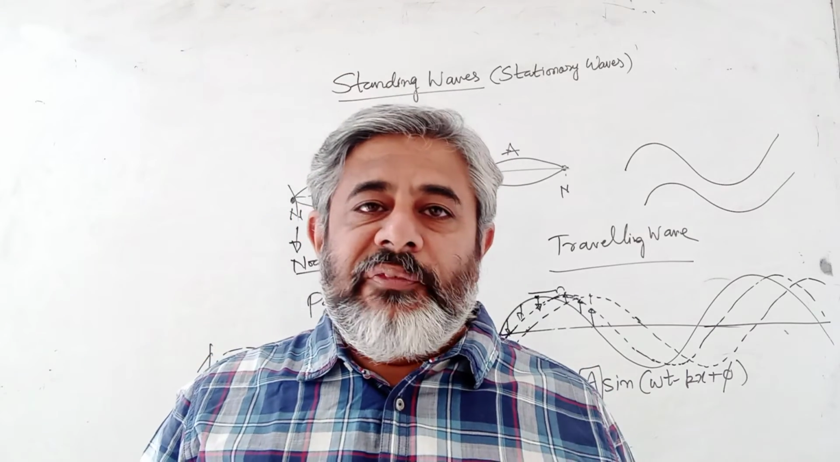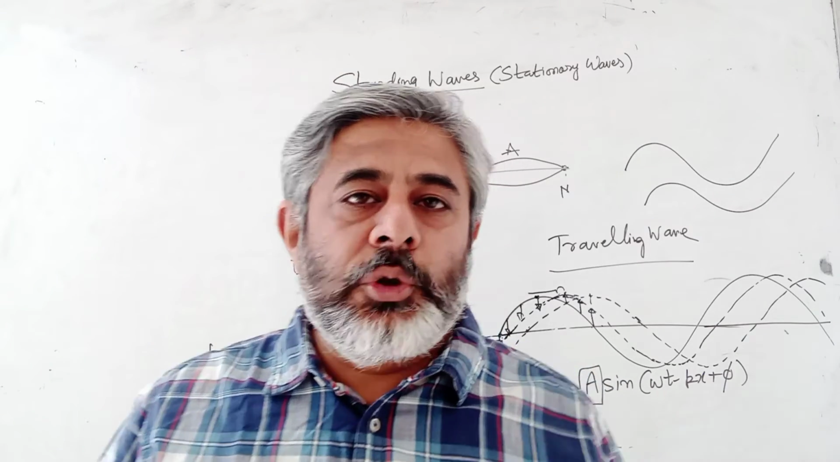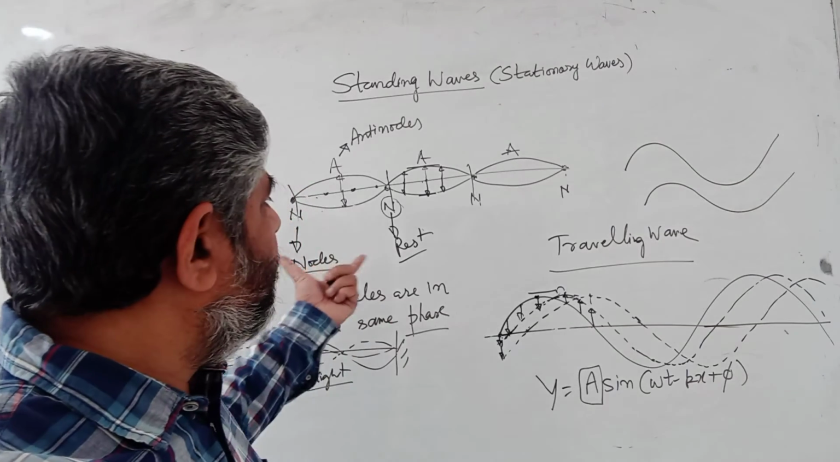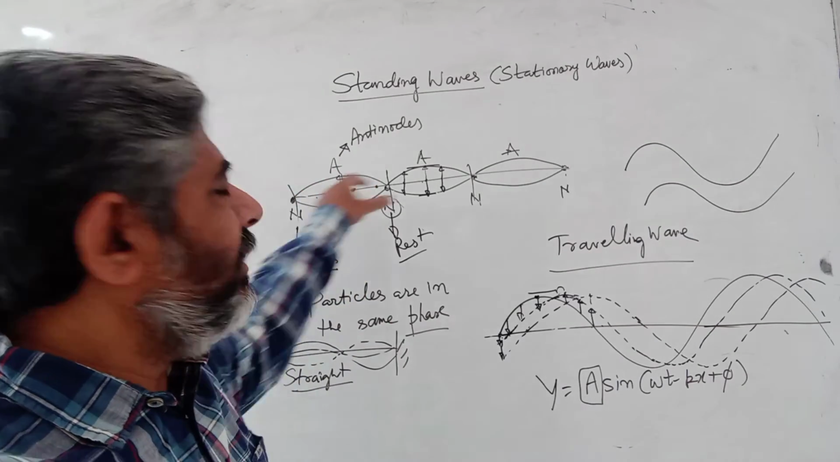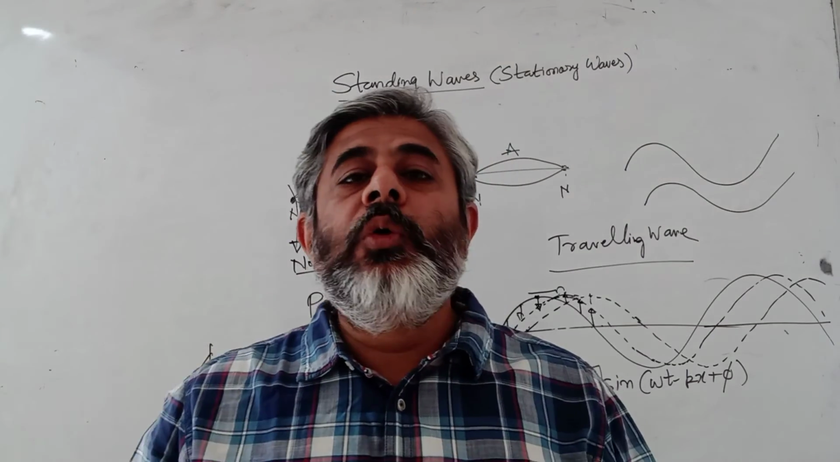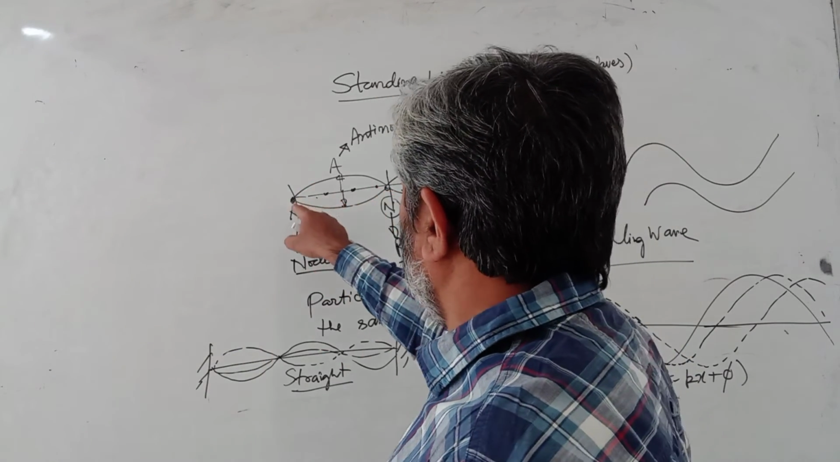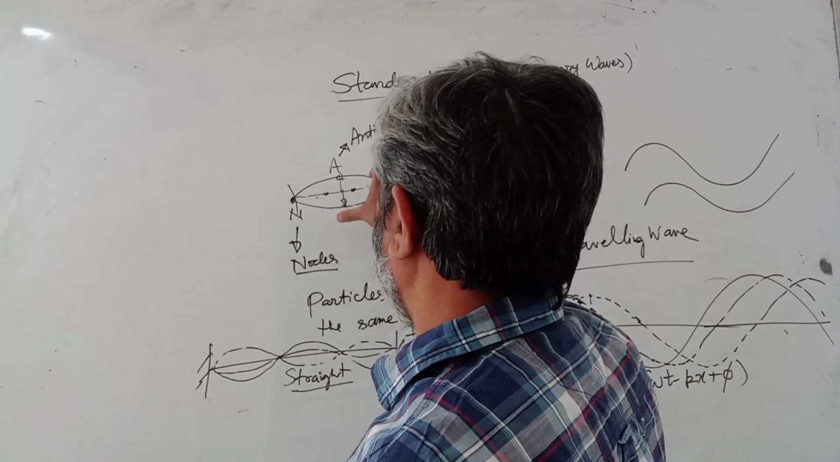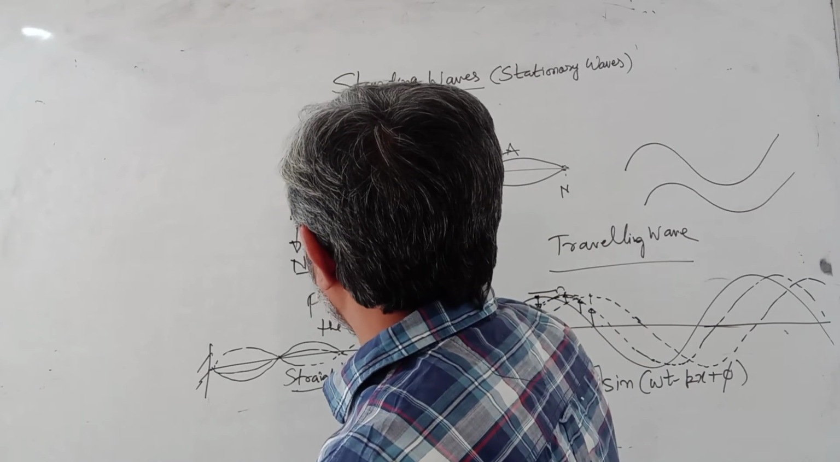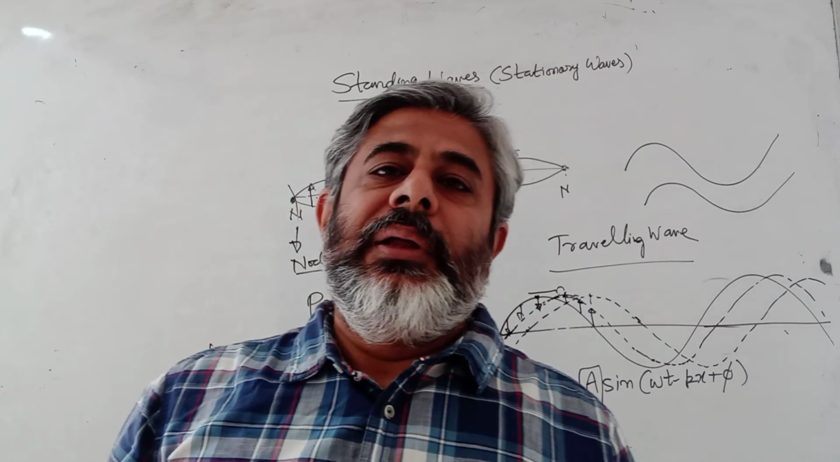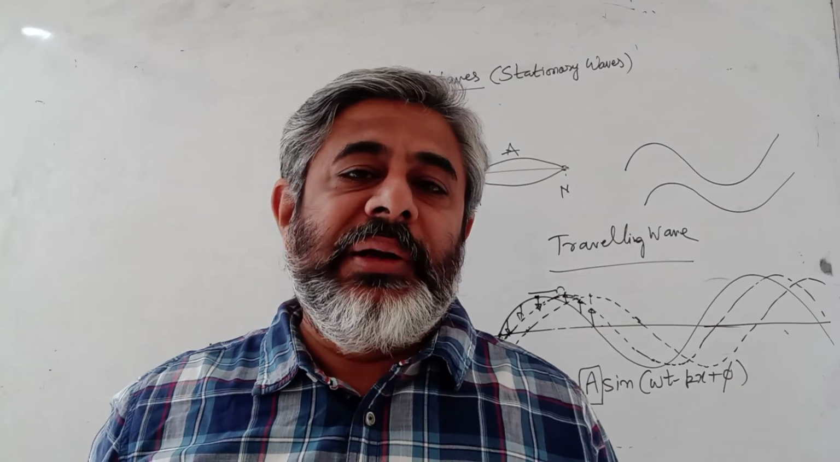So this was enough for today. In the next class, I will show you how we get mathematically the equation of a standing wave, and how we explain the presence of these nodes and antinodes and other points which have lesser amplitudes than the amplitudes at the points of antinodes.